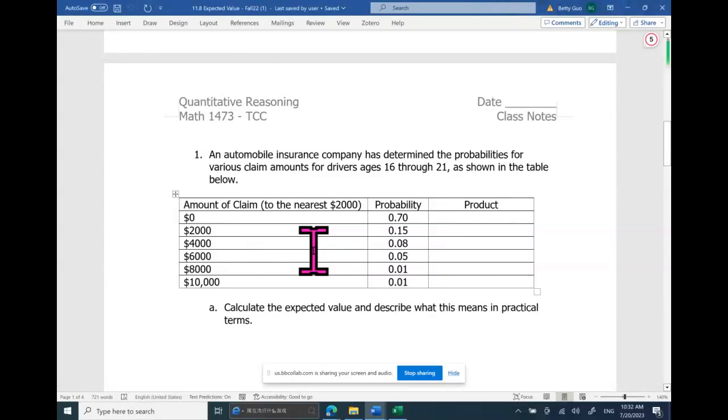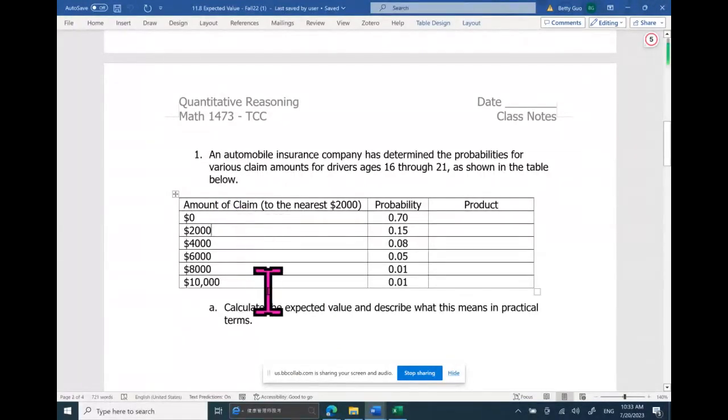So the company did the research. They expect the following possible claim amounts from different customers. Maybe the customer does not claim anything in the next year. Let's see what the time period is. It doesn't really say that. We would just treat that as a certain period. Maybe at a certain period, no claim, right? Everything's fine. They do not claim anything.